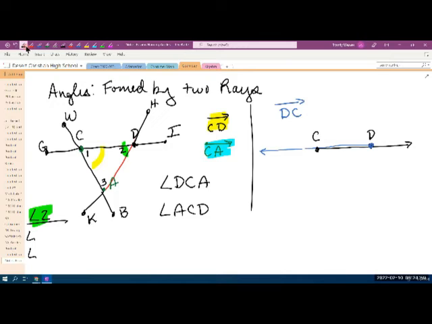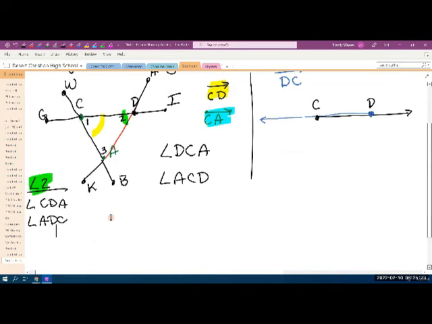Yes, ma'am. What'd you get? Cheyenne. CDA. Great. And let's see here. Samuel, what'd you get for another one? We got CDA and what? ADC. Okay, those are two ways to name angle 2. Great.